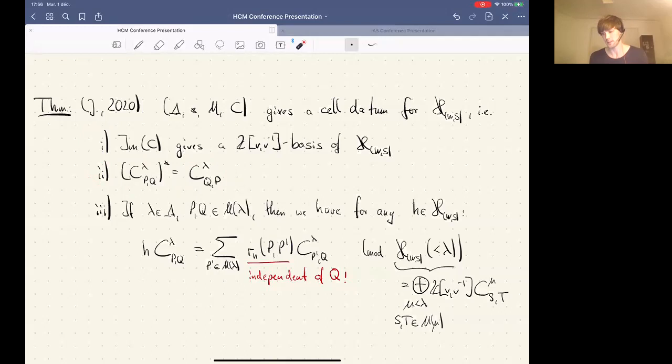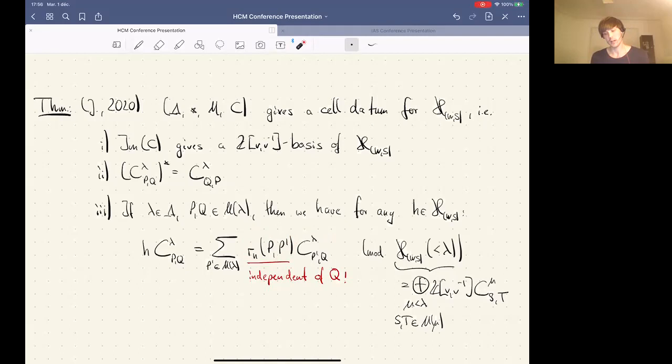In the last part, the most important part where these two ingredients go in, is the statement that if I take a basis element corresponding to P and Q, of shape lambda, and I multiply by anything on the left, the occurring coefficients are actually independent of Q. And this is precisely the last part that I mentioned here. So these coefficients that occur are exactly independent of Q.